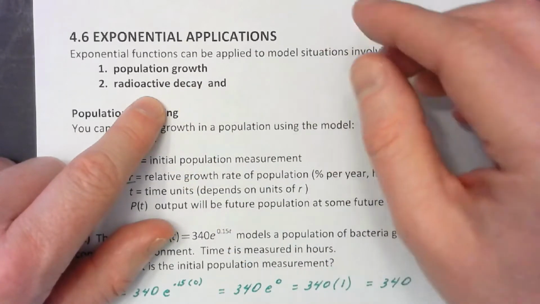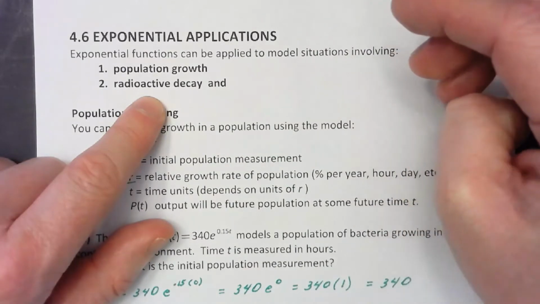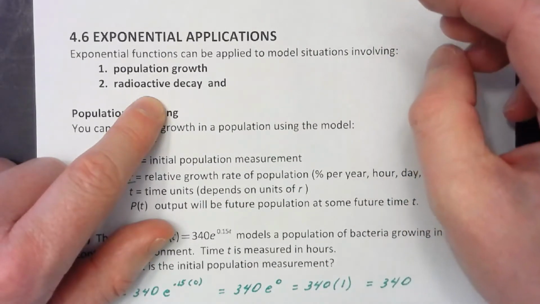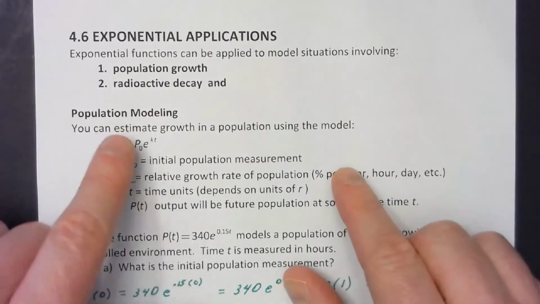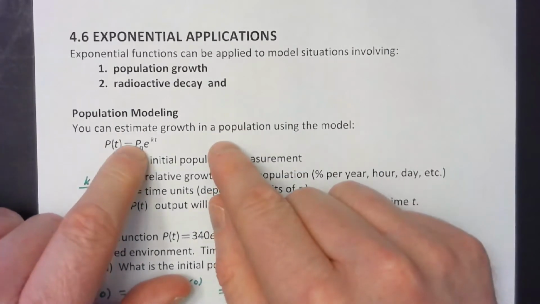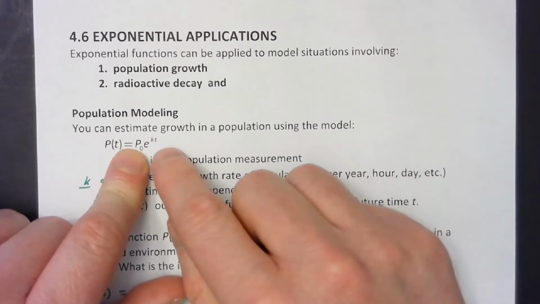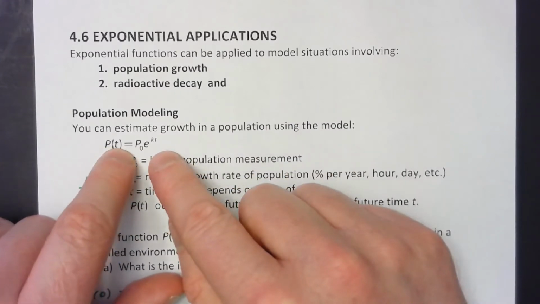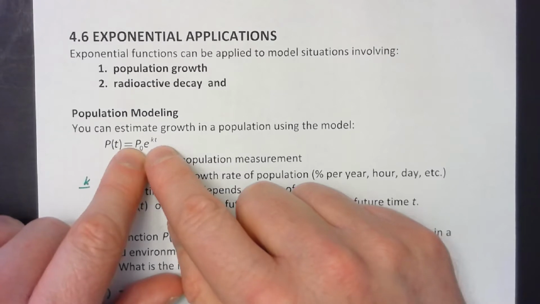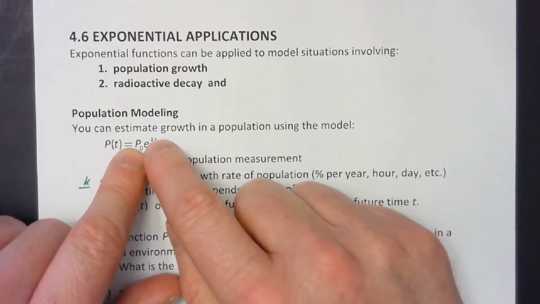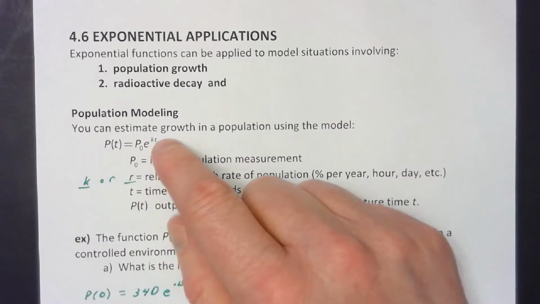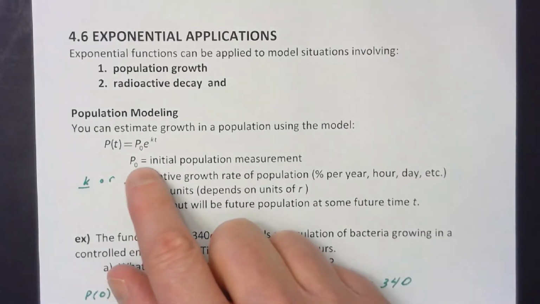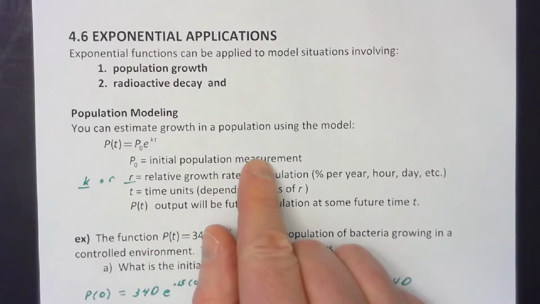They basically use the exact same formula. It's just typically in population growth you're talking about a positive growth rate, and radioactive decay, of course, a negative growth rate. Let's go ahead and look at population modeling. It says that we can estimate the growth in a population using the model. The population at time t is equal to the original population times e to the growth rate k times t, where t is your time, and could be in terms of days, months, years, depends upon what the problem is stipulating. Now, this P sub 0, as I said, it's the original or the initial population measurement.